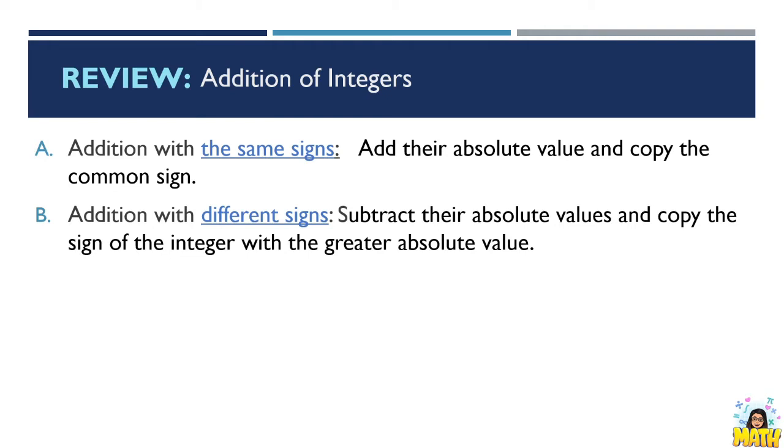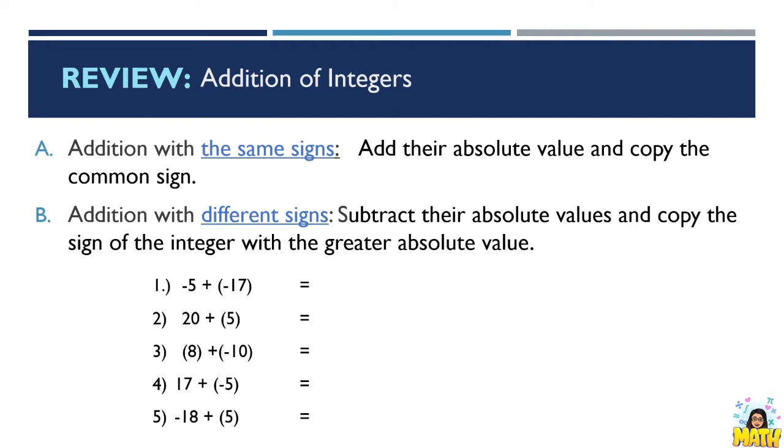Kapag the same signs, we can simply add their absolute values and copy the common sign. While kapag different signs, just subtract their absolute values and copy the sign of the integer with a greater absolute value. So let's have the following examples.